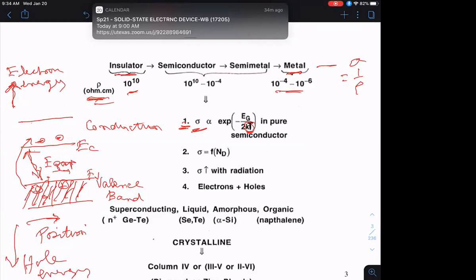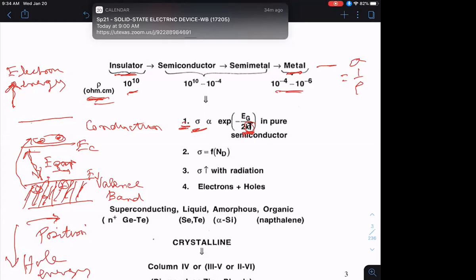Now, let me ask you, if I keep increasing the temperature, do you think the number of these electrons and holes would increase, decrease, or stay the same? If anybody wants to answer, you can unmute yourself. Sorry?